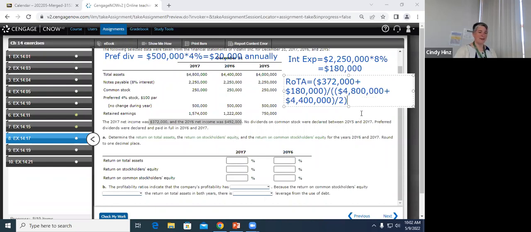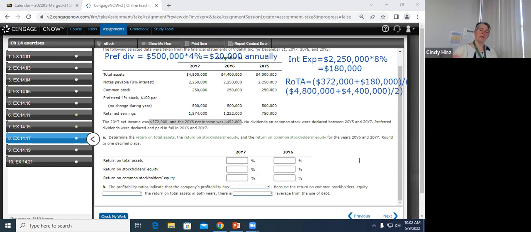Unless you're very comfortable with your calculator, it's probably easiest to calculate the average assets first. So averaging together the beginning balance, which was 4.4 million, and the ending balance, which was 4.8 million, the average of those would be 4.6 million. And then divide that into 372,000 plus 180,000. Divide that by the 4.6 million, which is the average total assets.